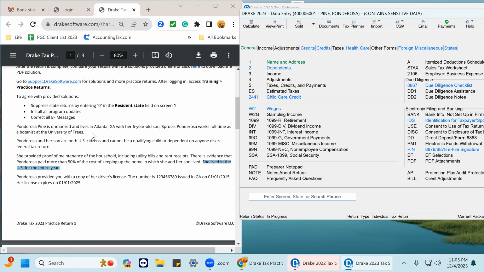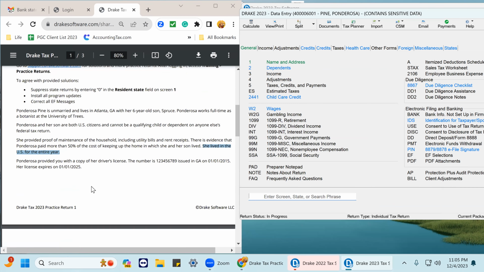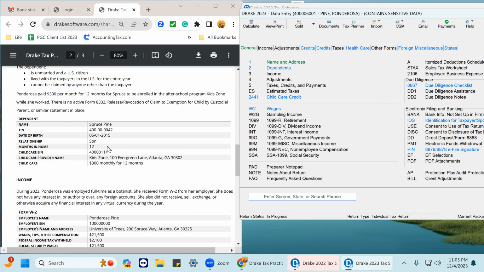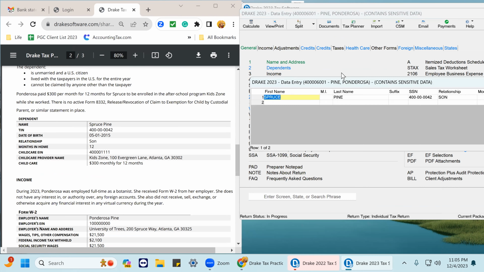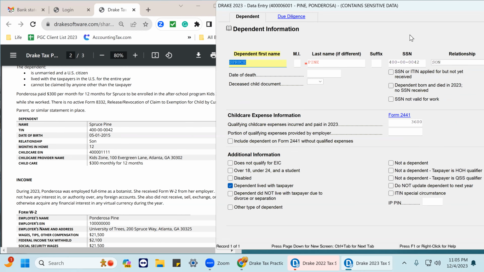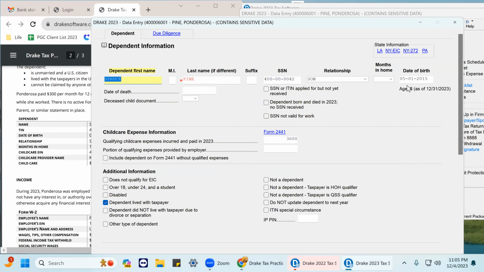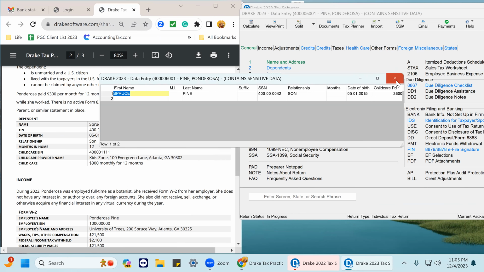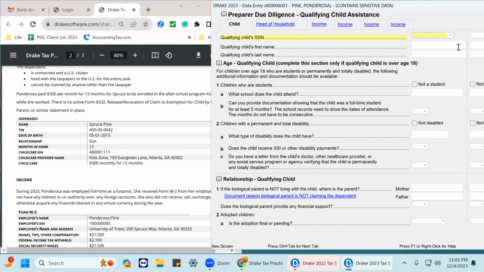Now, how old was the kid? The kid was quite young, wasn't he? The kid was 15? In here, it tells you how old the kid is as of December 31st, 2023: 8 years old. Now, after I input all this, I go back to here.